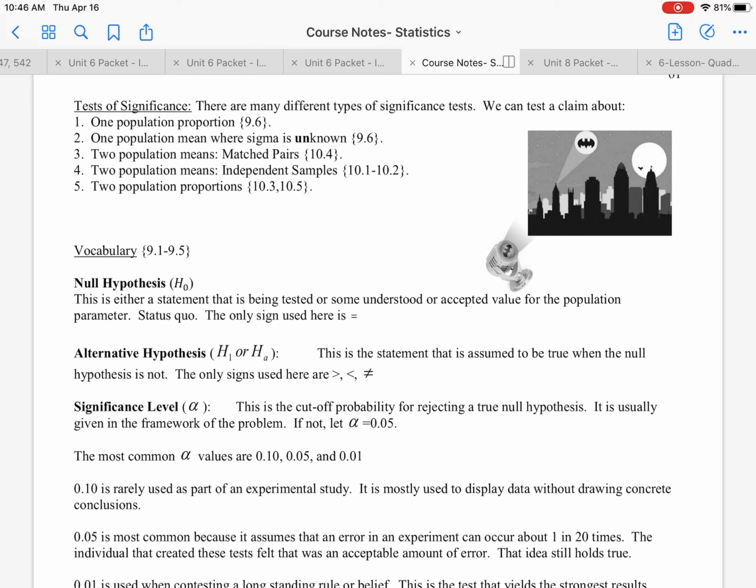So the ones that we're going to focus on are the one population proportion, one population mean where sigma is unknown, matched pairs, independent samples, and two population proportions. In the squiggly brackets, you can see the sections in the OpenStax textbook that correspond to these topics.